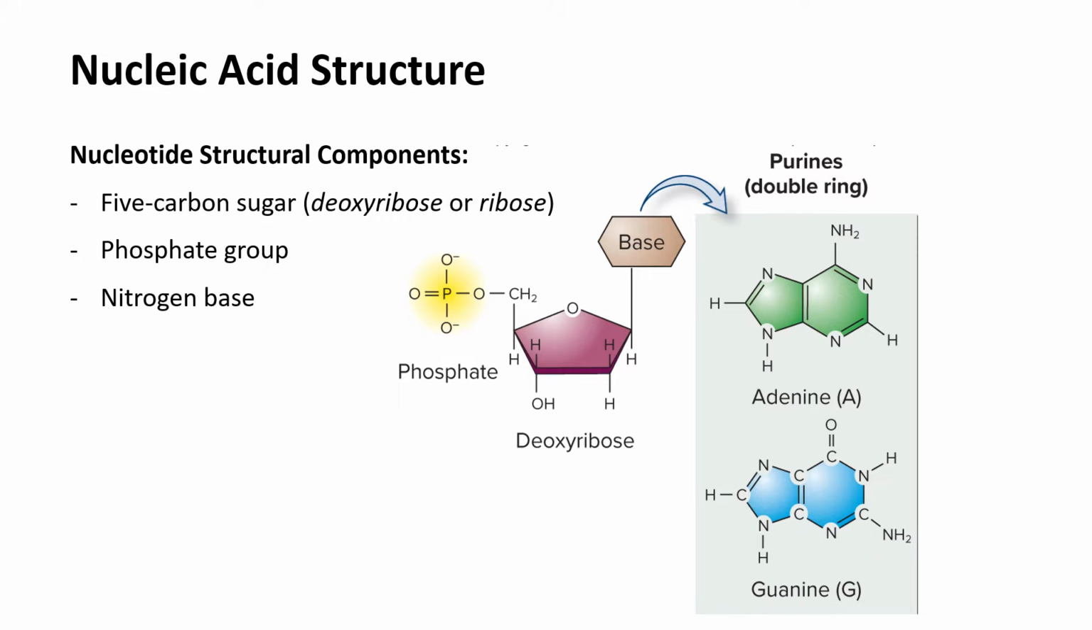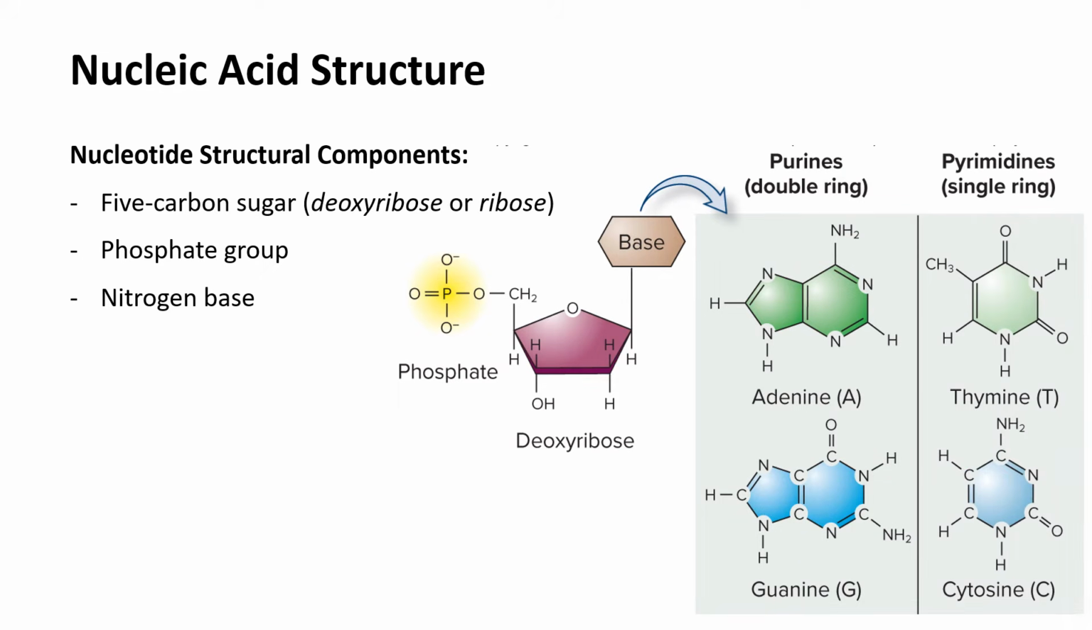The other two nucleotides are known as pyrimidines, and these only have a single ring structure. Thymine and cytosine are the names of the pyrimidines. There are four nitrogenous bases that make up the structure of DNA: adenine, thymine, guanine, and cytosine. And we often abbreviate these bases with the letters A, T, C, and G.